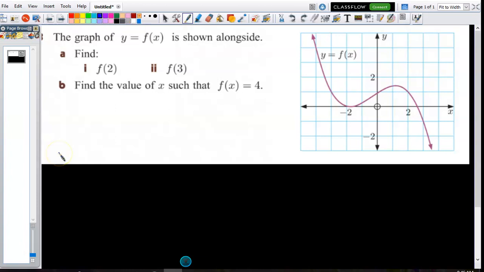If you like, so we've got the graph of y equals f of x. They could have just said the graph of y, or the graph of f of x. They're just making a point, heavy-handedly, y equals f of x. But that's our function. And they're saying find f of 2.